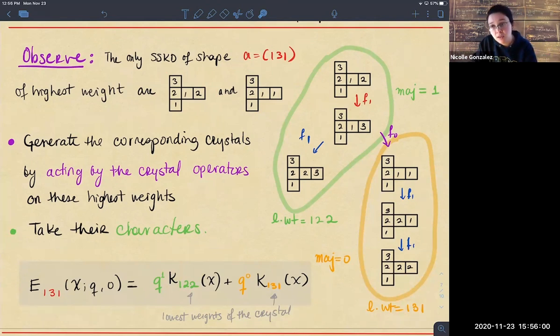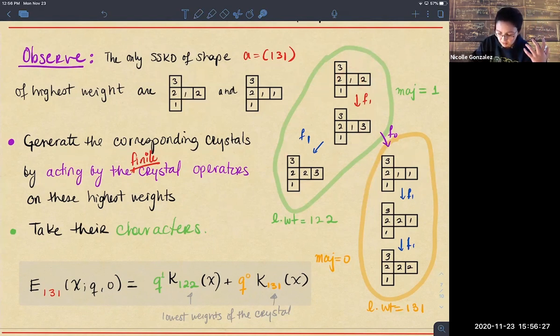Once you familiarize yourself with the operators, it takes you maybe 2 minutes or a minute to just jot down some examples and say, oh yeah, these are the only fillings that are good. So the way you do this is you come up with these two things. Okay, here they are. Then you generate the corresponding crystals by acting on them. I really should say here, finite. You don't need the affine ones for this. You really just act on them by these finite crystal operators.